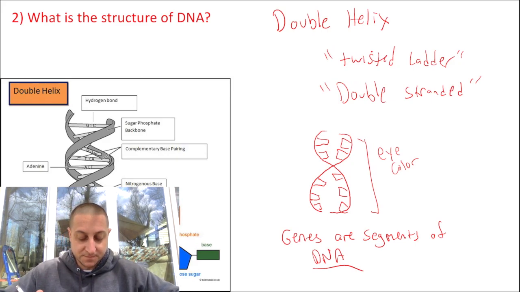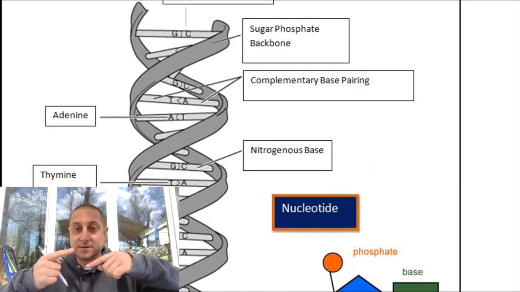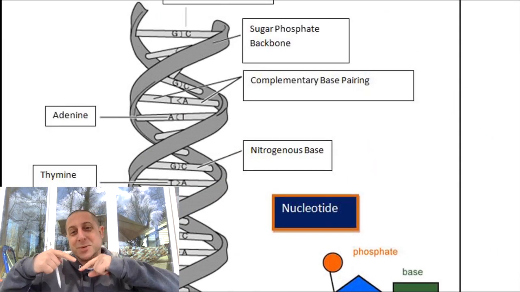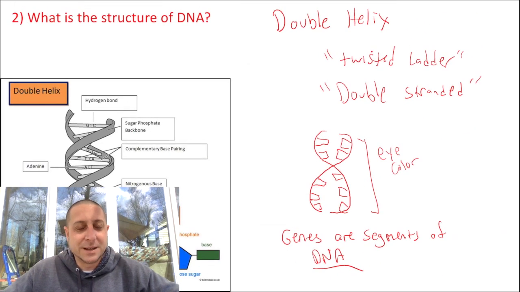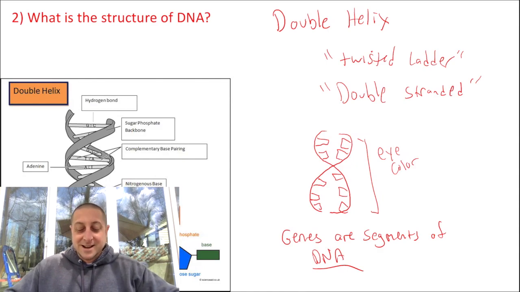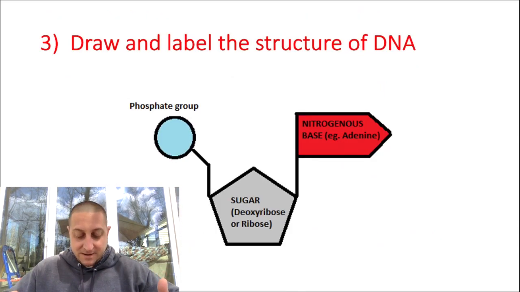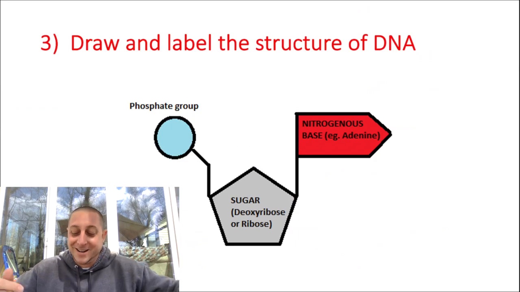So that's our twisted ladder, our double helix. It spins, which is nice, because then it can twist down really tight and coil up and fit into the cell. I believe they say all the DNA in one cell can be untwisted and it can reach the moon and back. I think that is what the saying is. That's pretty long.